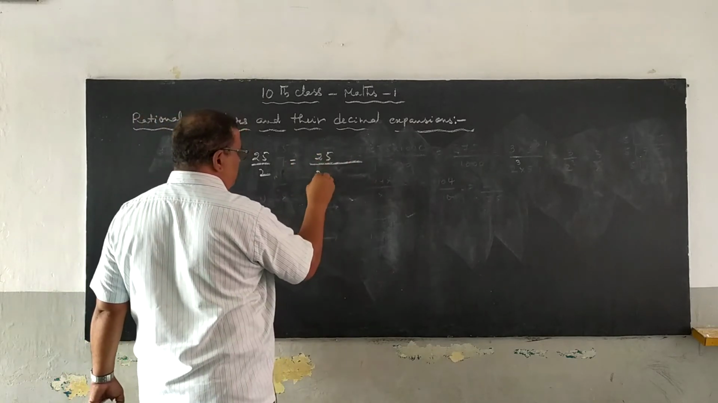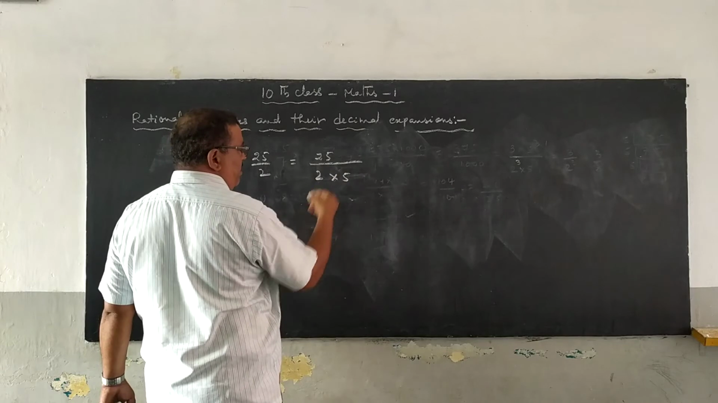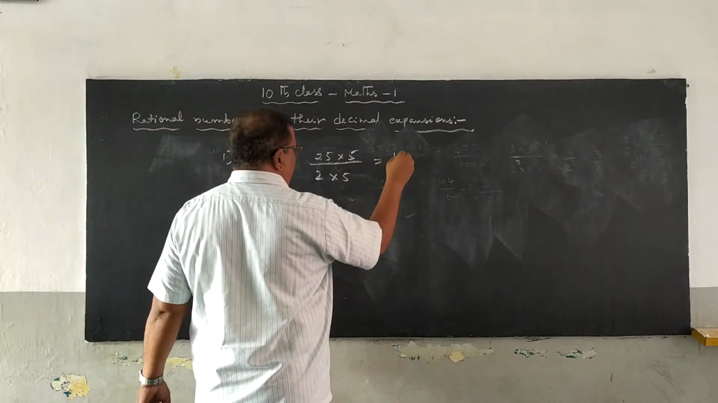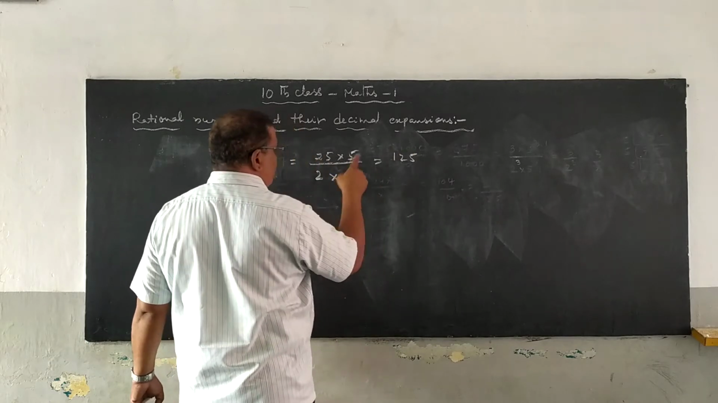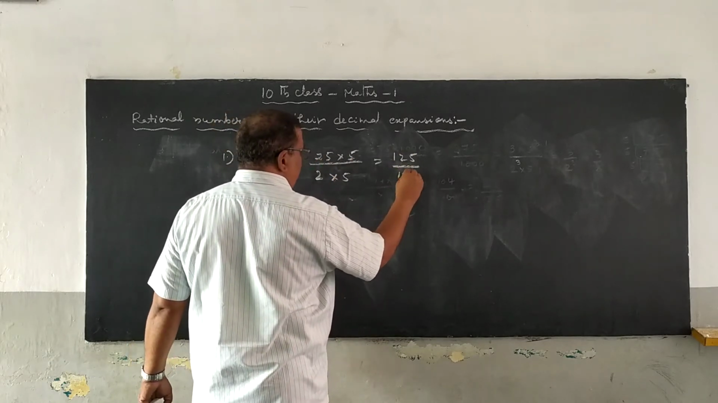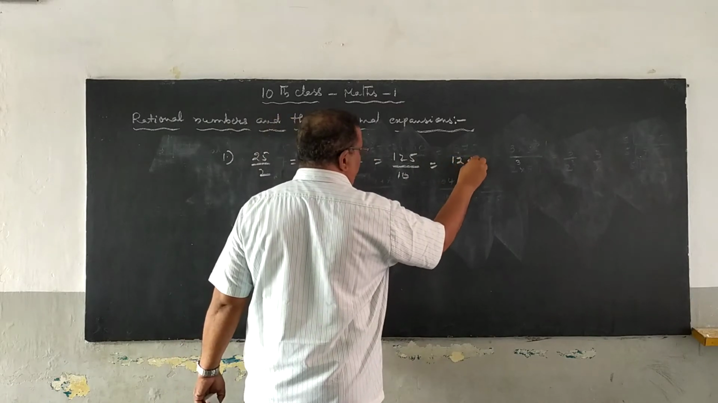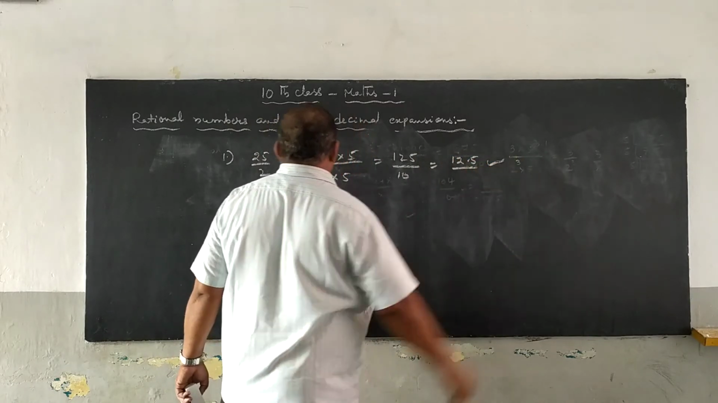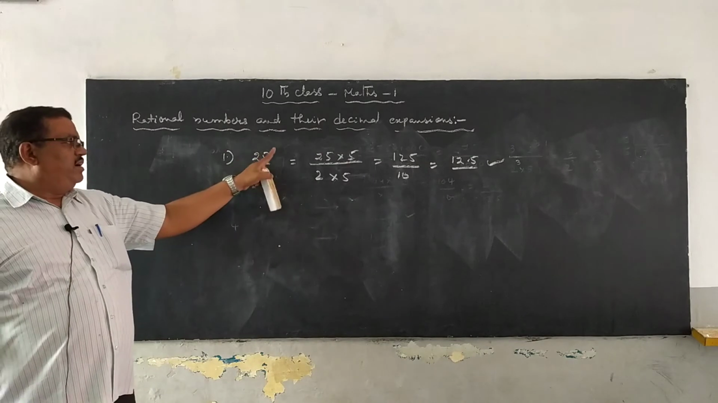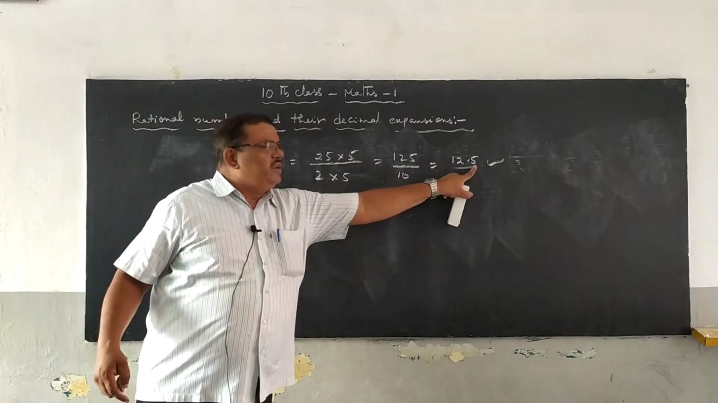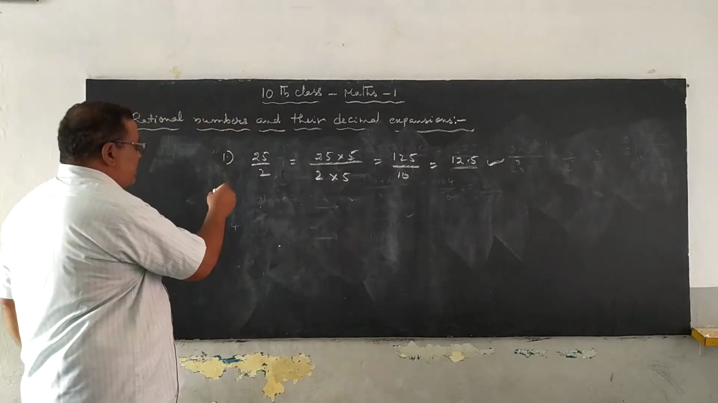Multiply 5 in the denominator, and the numerator is also multiplied by 5. So you get 125, 25 fives are 125, and 2 fives are 10. The decimal form of this is 12.5. So this is how the rational form changes to decimal form.